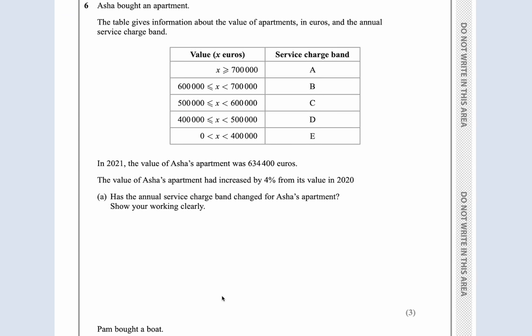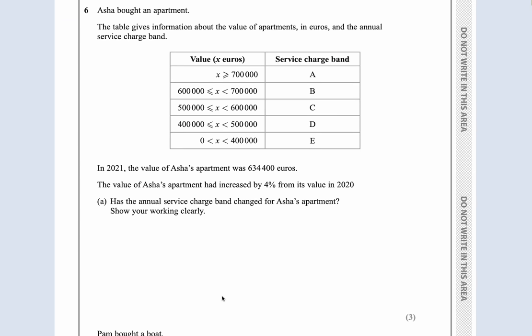Question 6. Asha bought an apartment. This is the table about the value of the apartments in euros and the annual service charge band. Okay. In 2021, the value of Asha's apartment was 634,400. So she's in this class, if you like, or this band.